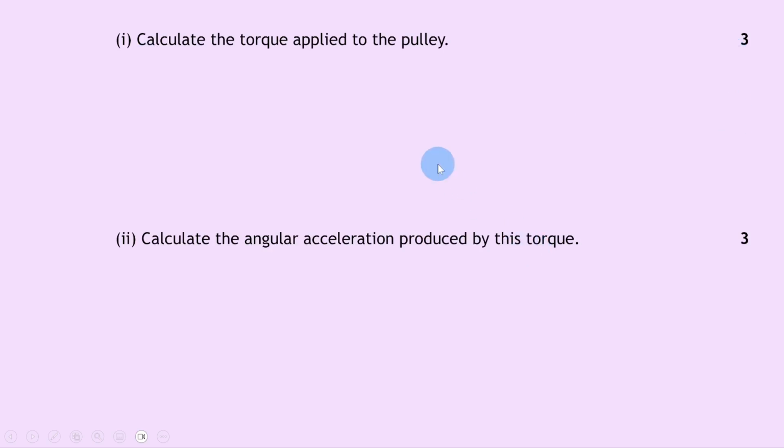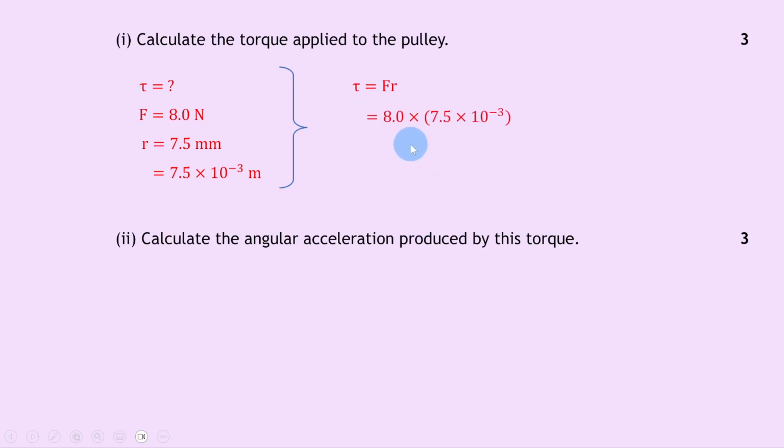Well, writing down what we know from the question, we're trying to find the torque tau. We know the force F is 8.0 newtons, and the radius r of the pulley is 7.5mm, which we need to convert into meters. So that becomes 7.5 times 10 to the minus 3 meters. Writing down our equation relating torque, force, and distance from the axis of rotation gives tau equals Fr. Substituting in the numbers gives 8.0 times 7.5 times 10 to the minus 3, and putting that into your calculator should give you an answer of 0.060 Newton meters.